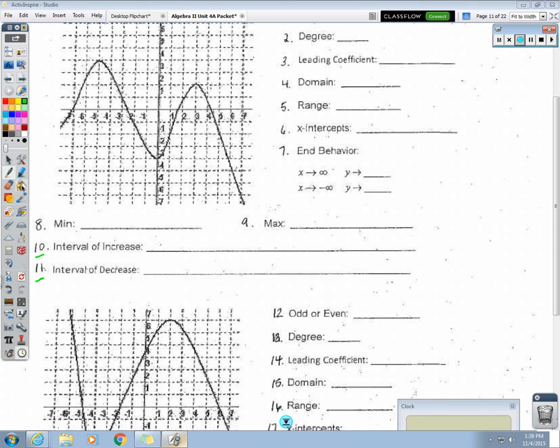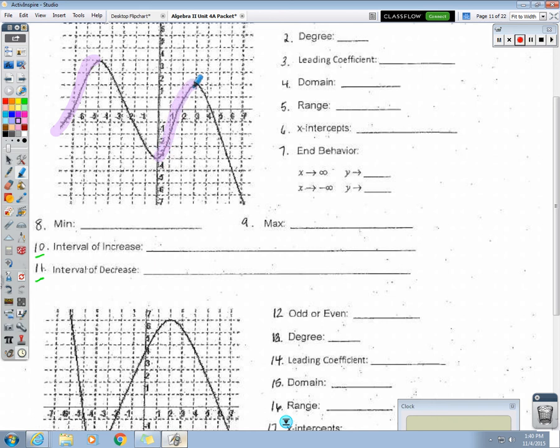All right, Diana, how many sections is this graph increasing? Why not? I gave y'all a lecture about that. Yeah, I know, but so, I mean, I'm going to have to assign seats over there.